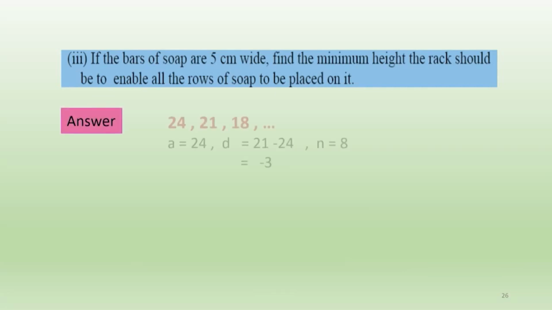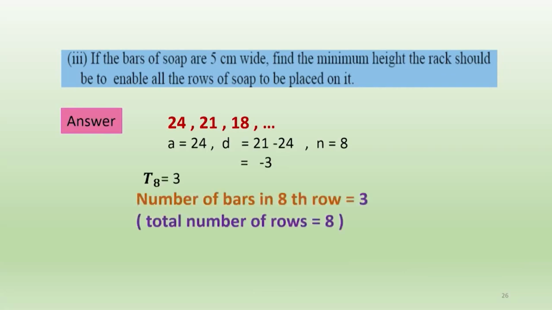Here we can consider the progression, that is 24, 21 and 18. And here we have to find the total. If the bars of soap are 5 centimeter wide, find the minimum height of the rack should be to enable all the rows of soap to be placed on it. Here we have to consider the height of the rack. But we should consider the minimum height. Okay. To do that, we have to consider how many rows are there. Here in total we found that it should be 8 rows. Then we are going to keep those bars in a rack.